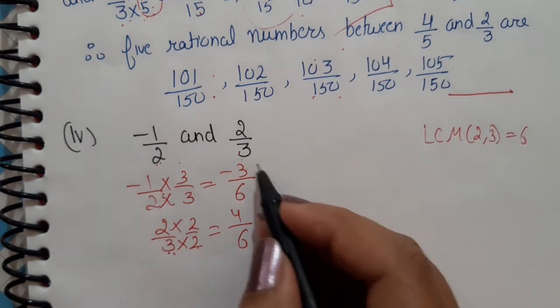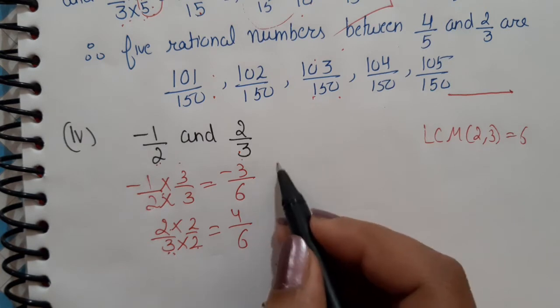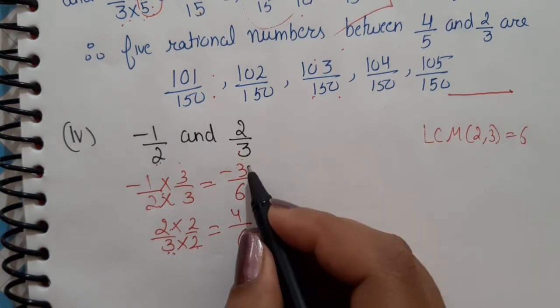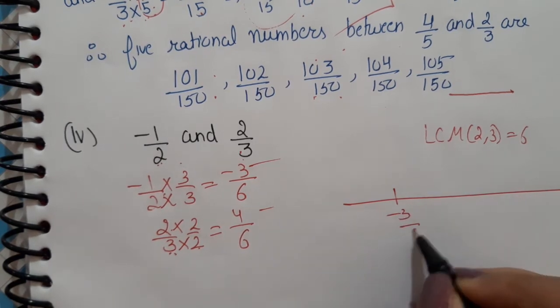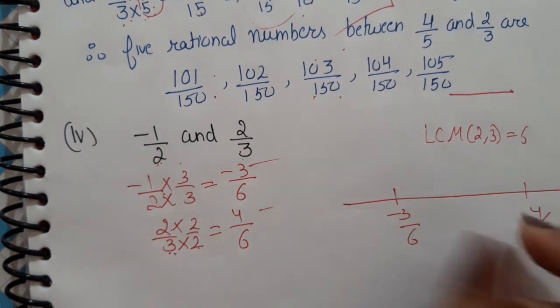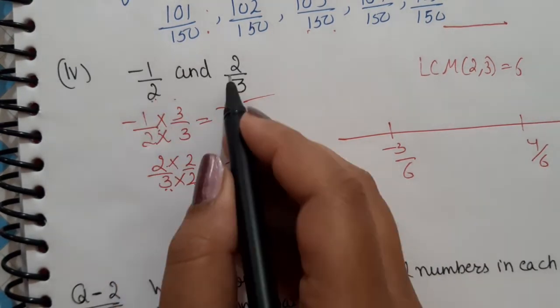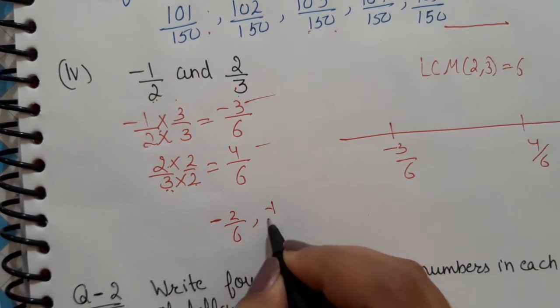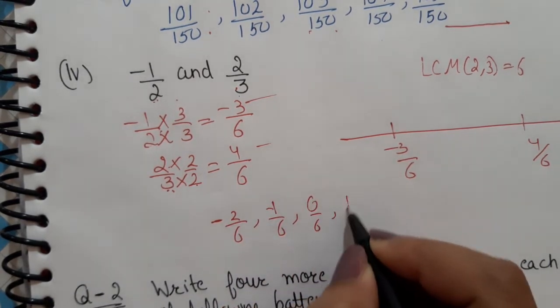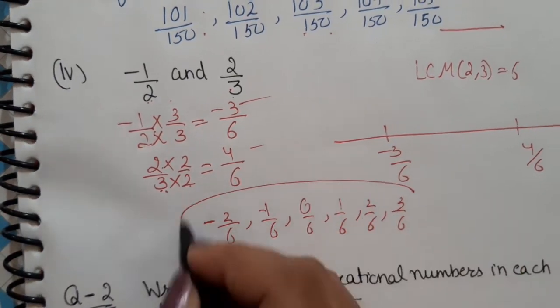Okay. You have to write 5 rational numbers. You can easily write. You need not multiply it with 10 upon 10, because between minus 3 upon 6 and 4 upon 6, you have the 5 rational numbers. So you can write the rational numbers between minus 1 and 2 upon 3 are minus 2 upon 6, minus 1 upon 6, 0 upon 6, 1 upon 6, 2 upon 6, 3 upon 6. You have to write only 5, you can write 5.